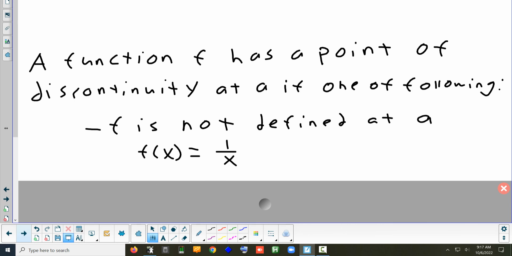So if you have a graph with a variable in the bottom, whatever number you could plug into that variable that would make it 0, that is a discontinuity. That's called an undefined value.